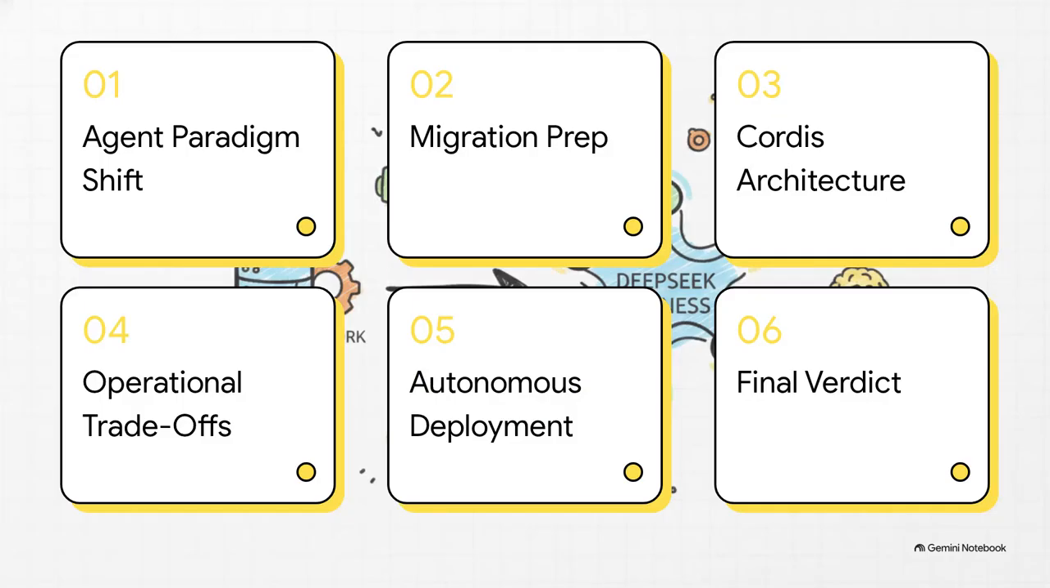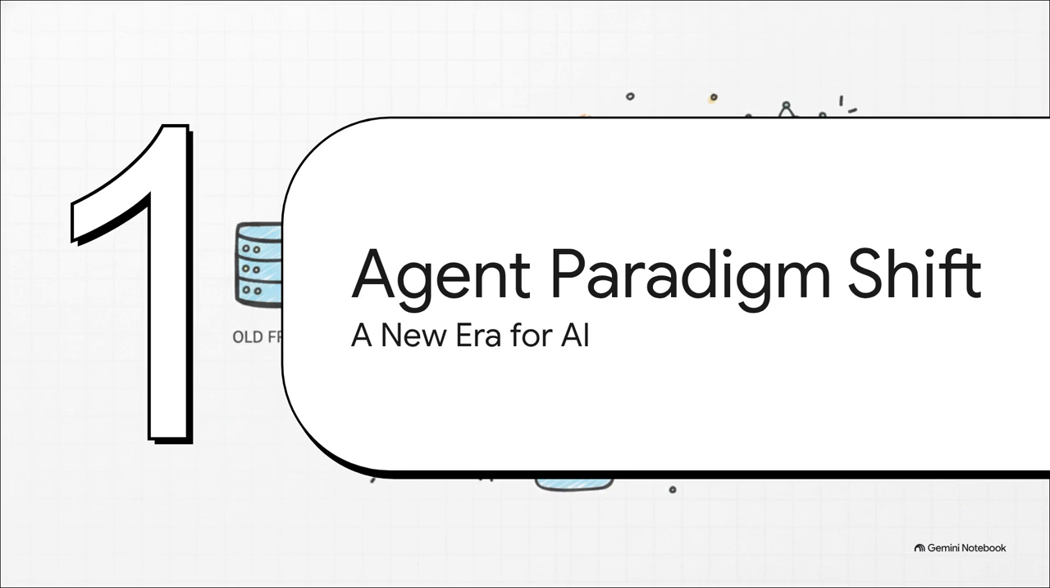Okay, we've got a lot of ground to cover. We're going to look at the agent paradigm shift, how to prepare for the migration, adapting to Quartus architecture, operational and cost trade-offs, autonomous deployment, and finally, the migration verdict. Section 1. The agent paradigm shift.